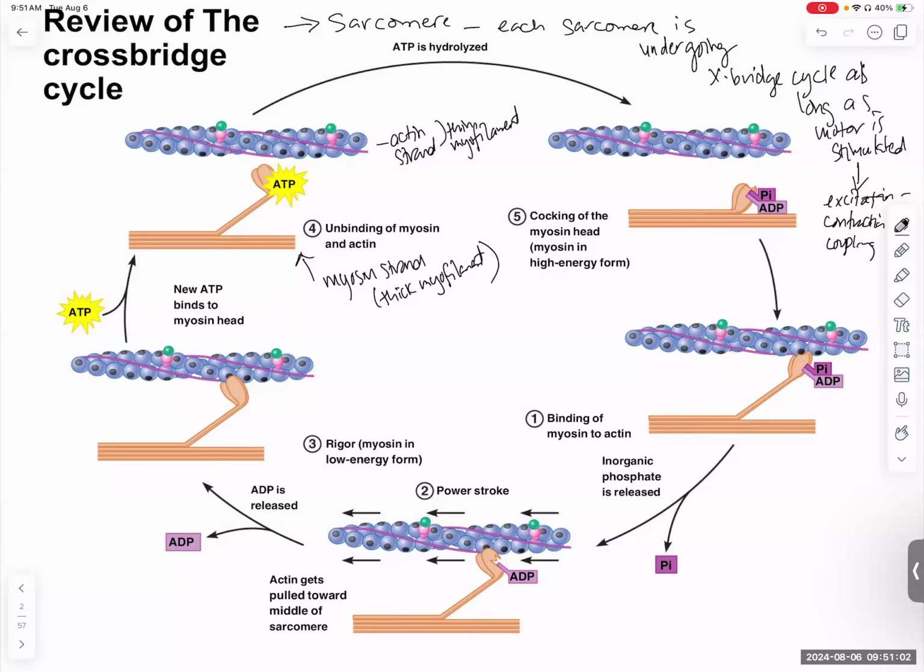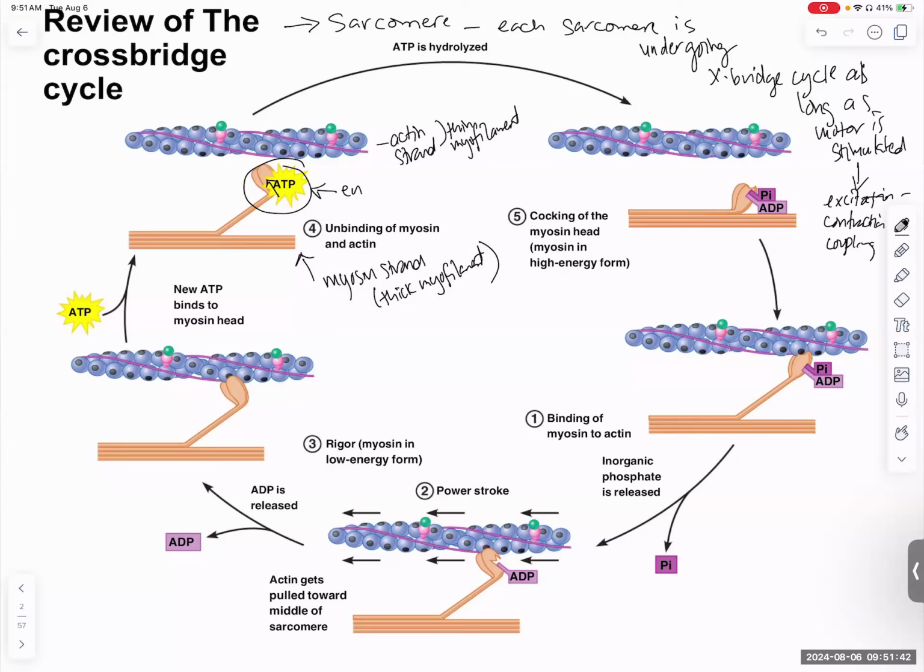And this is going to occur as long as there is ATP available and the motor neuron is being stimulated and calcium is out in the sarcoplasm and available to bind to troponin. So hopefully this is sounding familiar, but let's go through the steps. What happens first is that ATP is going to bind to a myosin head, and the energy from the ATP molecule is going to be transferred into the myosin head.